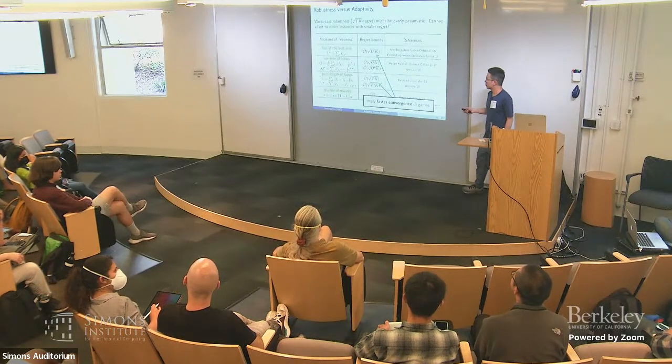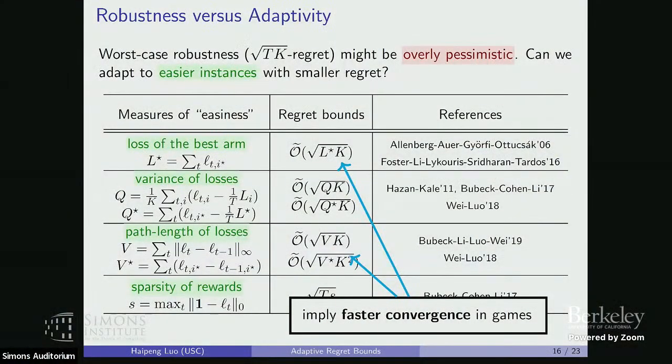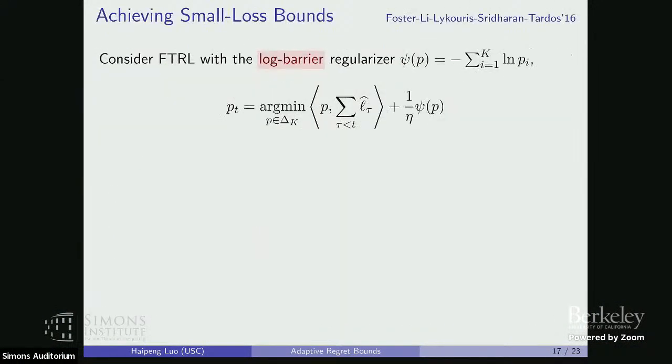Okay, so I'm not gonna talk about games. I'm just gonna show you quickly how to achieve the first and the third type of bounds. Again using the FTRL. So the first one, getting root L star. Usually we call it small-loss bounds, and you can get it via this algorithm.